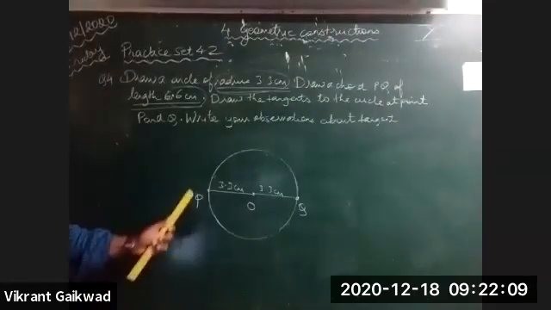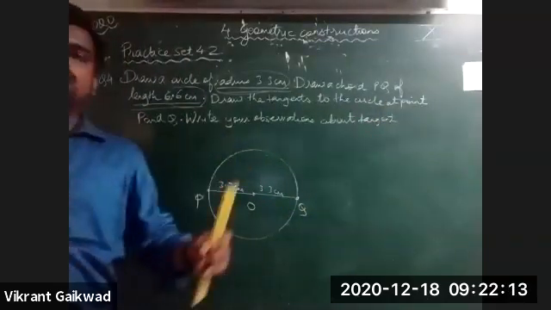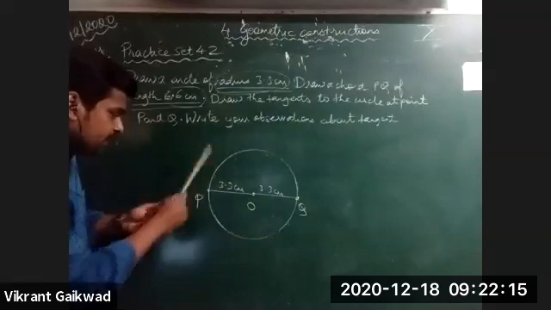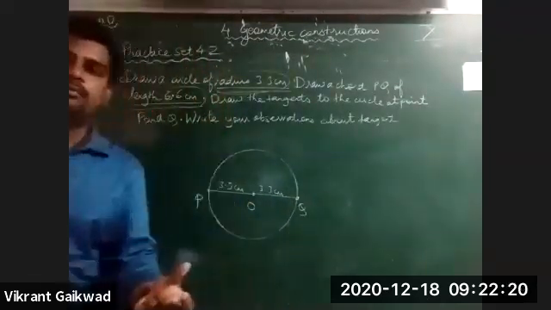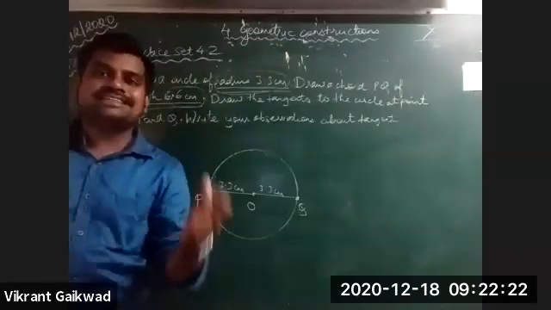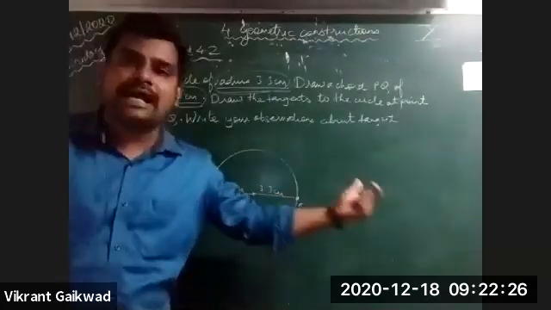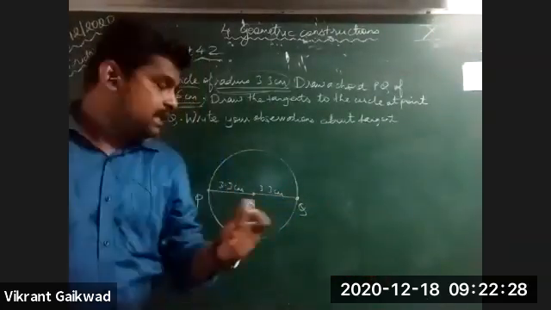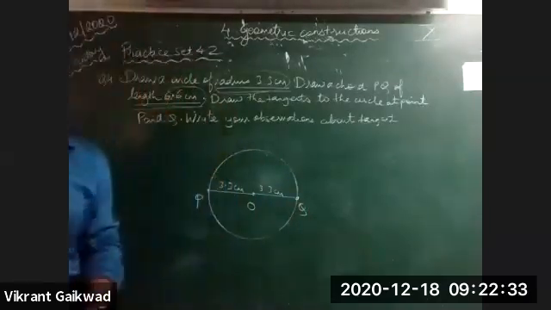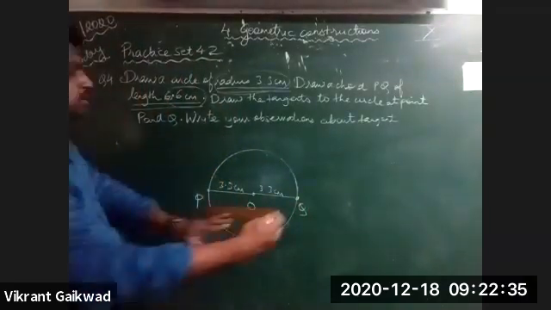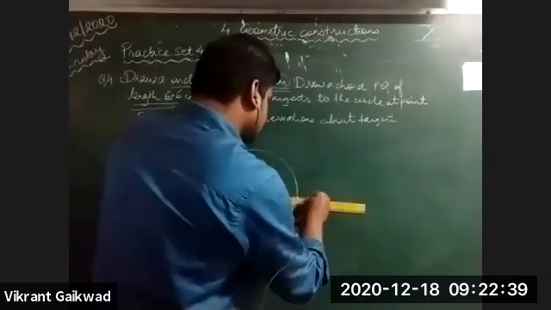Now you have to draw the tangents to the circle at points P and Q. So again check radius and the tangent. What is the property? Radius and tangent are perpendicular. So that means at point P and at point Q, you have to draw the perpendiculars. So what you will do is just extend the line on the opposite side.